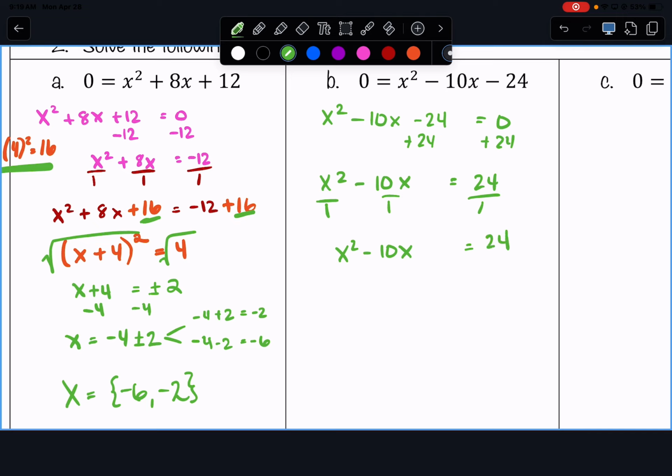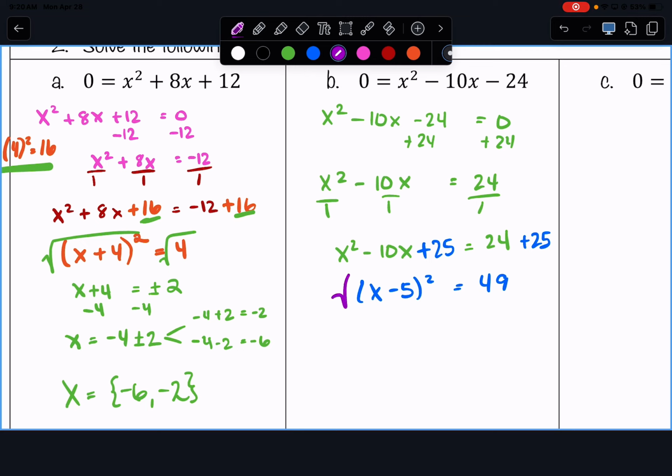So when we actually complete the square, we take half of negative 10 and square it. What is half of negative 10? What is negative 5 squared? 25. So we add 25 to both sides. So we get (x minus 5) squared equals 49.